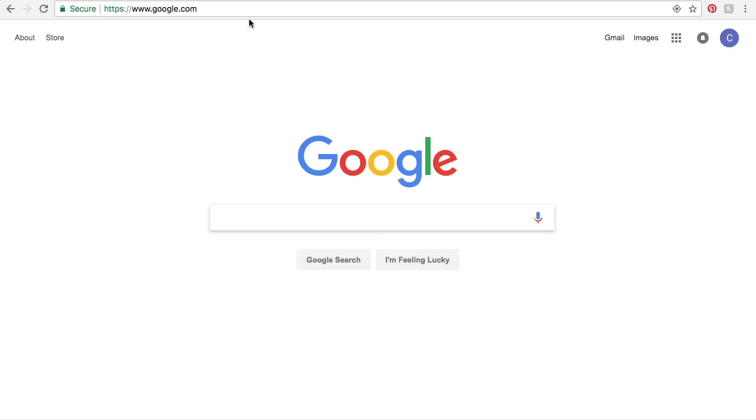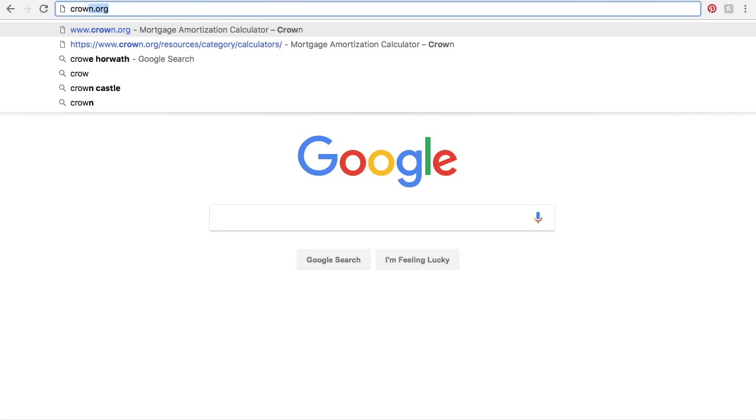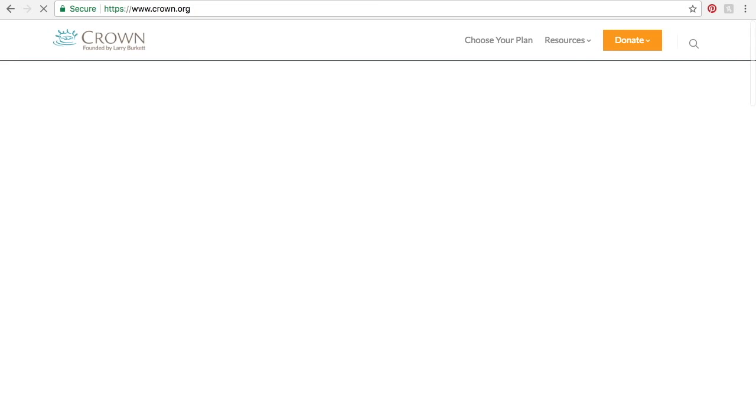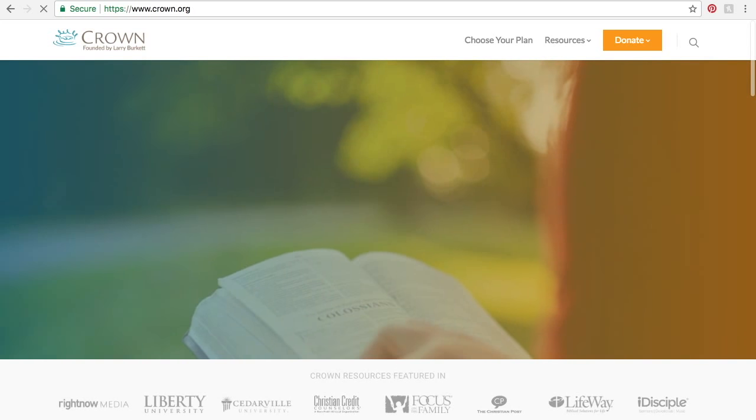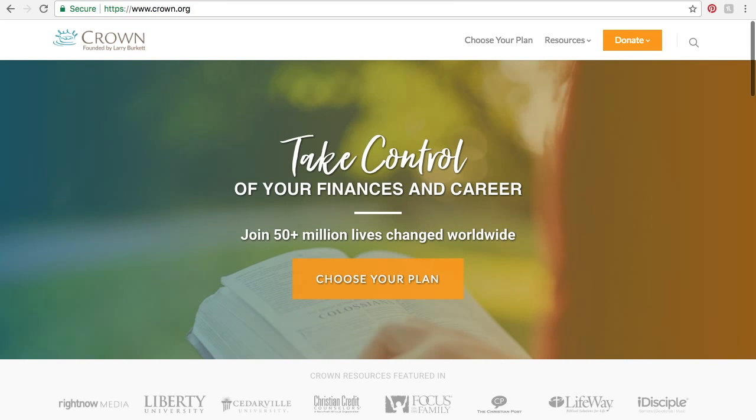Let's do amortization schedule. So the first thing we're going to do is go to my favorite financial website, which is crown.org. And you may remember from last week, I told you this is my favorite. I've been using it for years. I will add, I am in no way affiliated with the website. I just really like it.